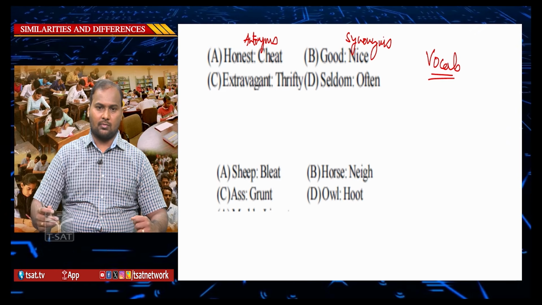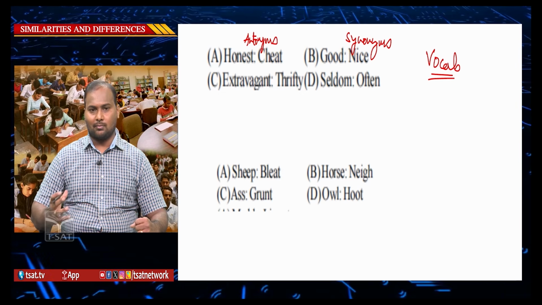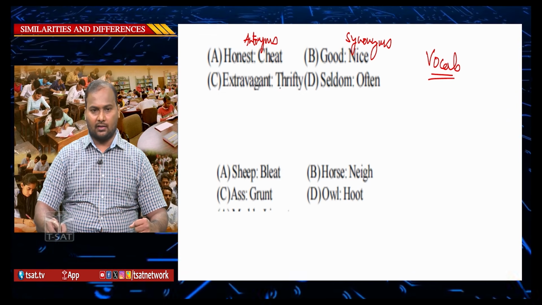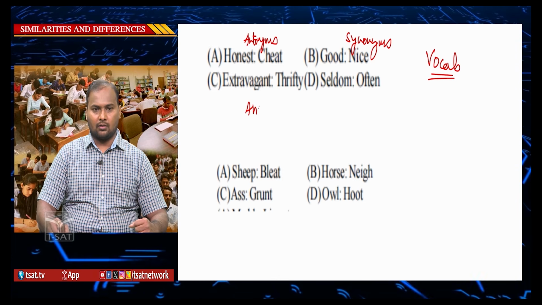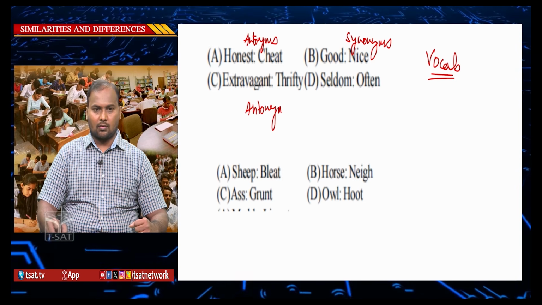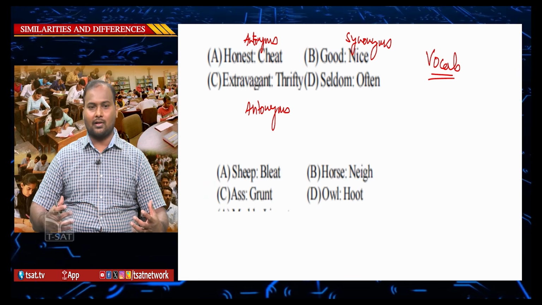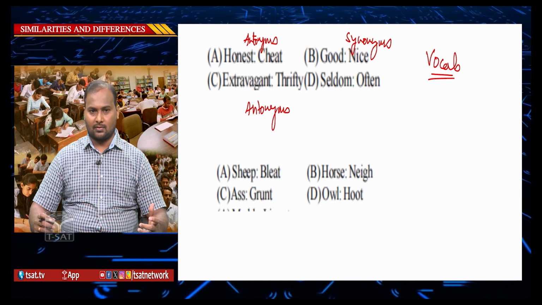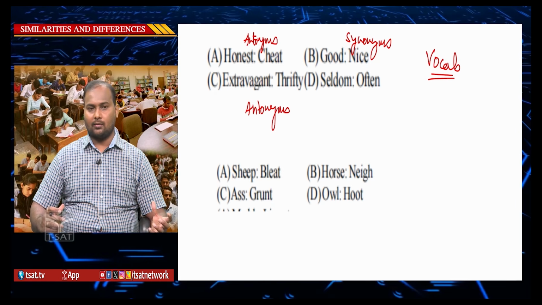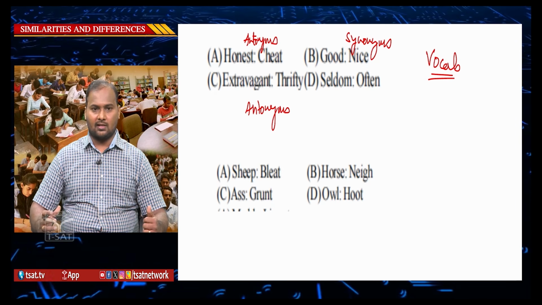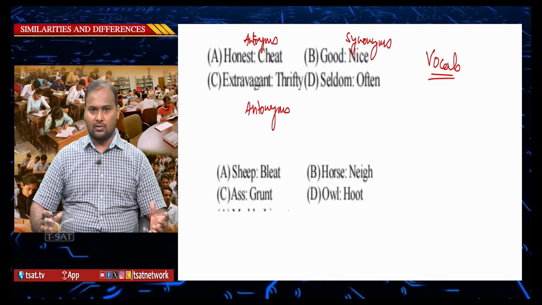Both are synonyms, meaning they contribute to a similar meaning. And in the same way, extravagant and thrifty, how are they related? They are also antonyms. What is extravagant? A person who spends a lot of money is called extravagant. And what is thrifty? Thrifty means a person who is a miser, who will not spend money at all. So both are opposite words.